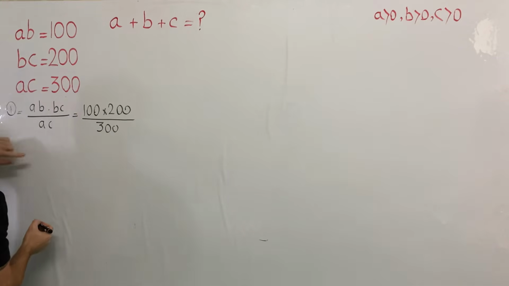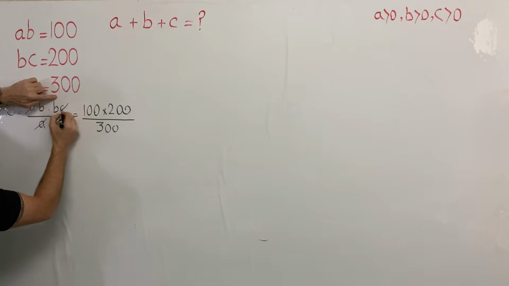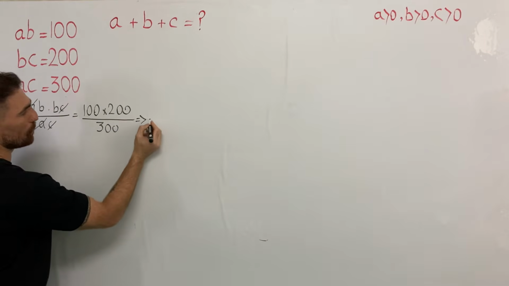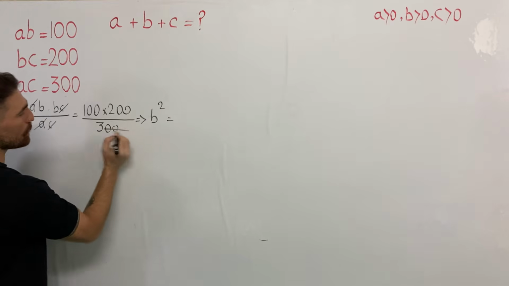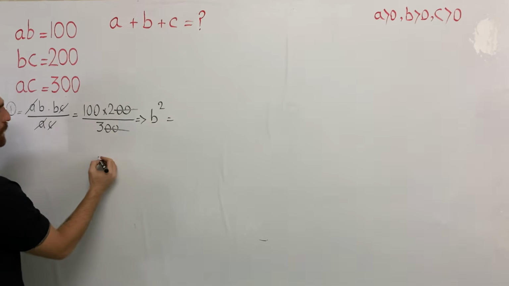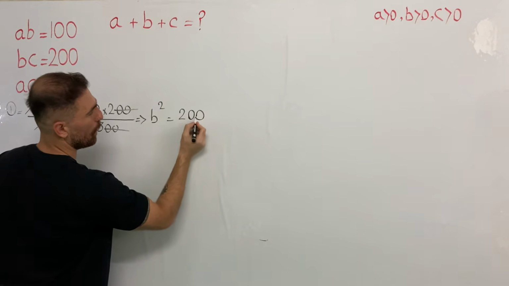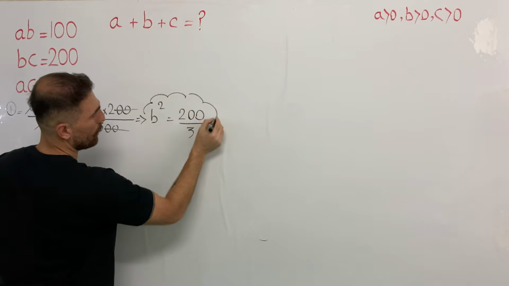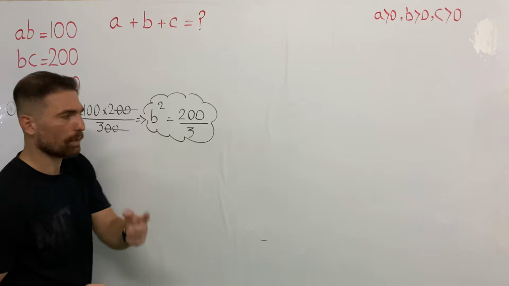What do we have on the left side? This A can be cancelled off. This C is cancelled off. B times B is going to be B to the power of 2 equals. These two zeros cancel off. 2 times 100, 200 over 3. This is our first equation. Keep it here. Equation number 2.